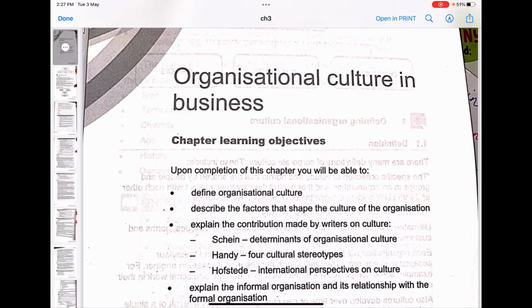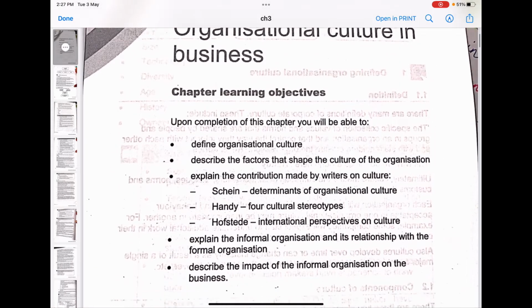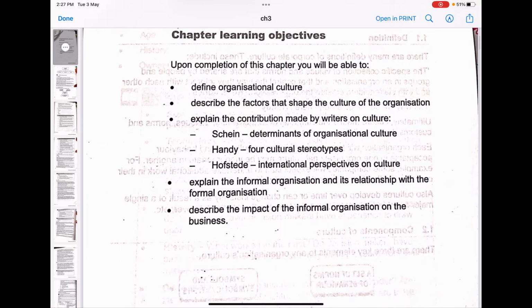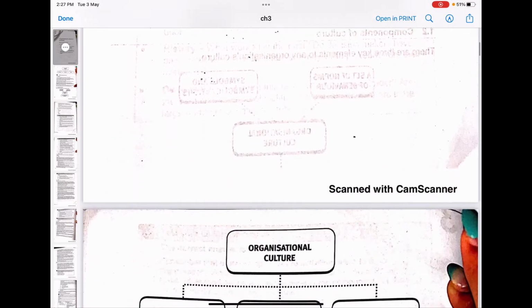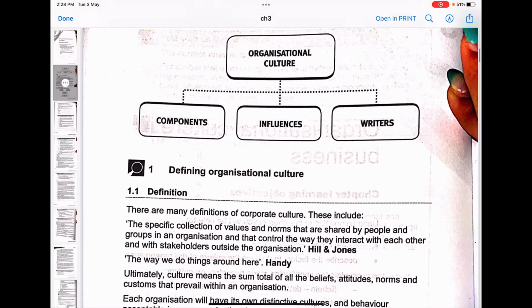Organizational culture in business. This is a very easy and very basic chapter. We'll be completing it with ease. This is what we're going to learn. These are the chapter learning objectives. So let's begin. Organizational culture: components, influences, and writers. This is what we're going to cover in the following lecture.